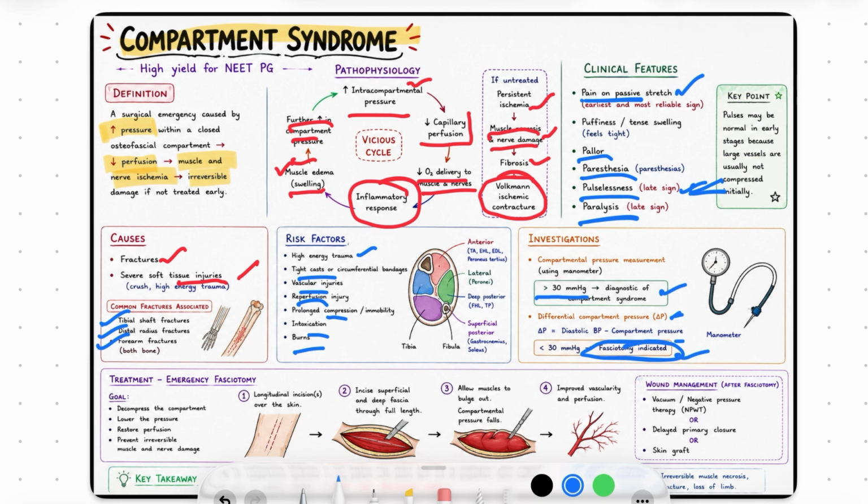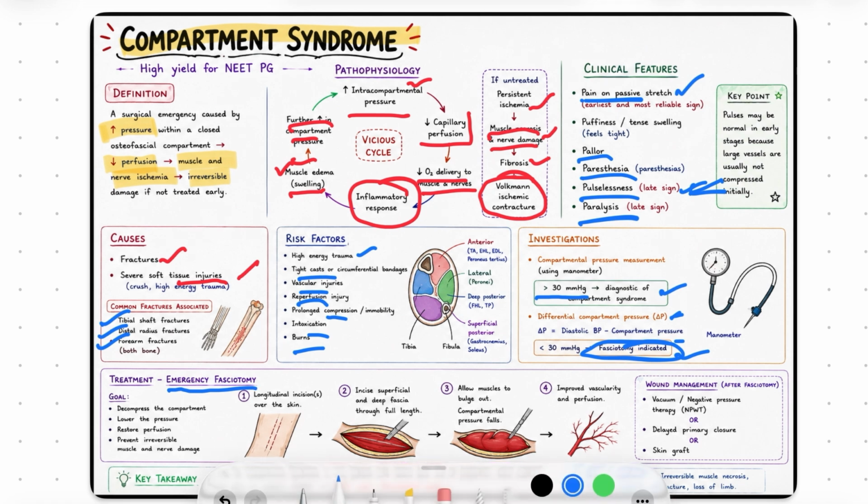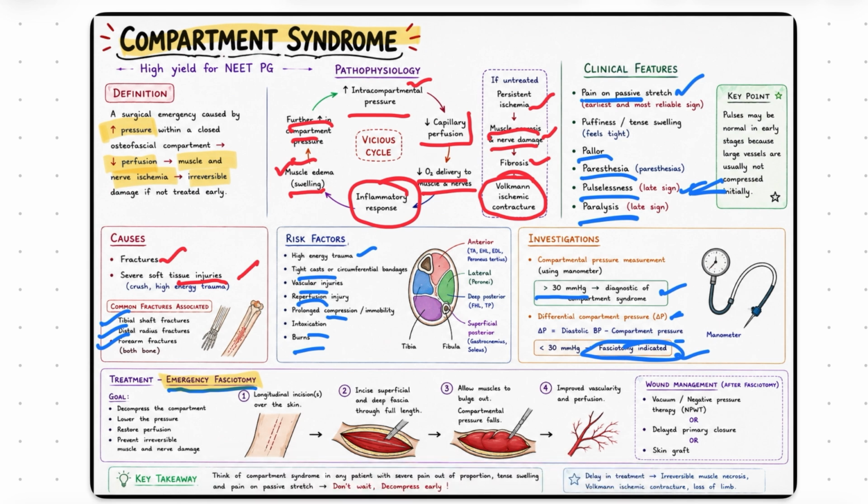So let's see the treatment. In treatment, what do you do? You have to do an emergency fasciotomy. This is what you have to do. So what is the goal here? Decompress the compartment, lower the pressure, restore the perfusion, and prevent irreversible muscle and nerve damage. These are your goals. You have to decompress it.